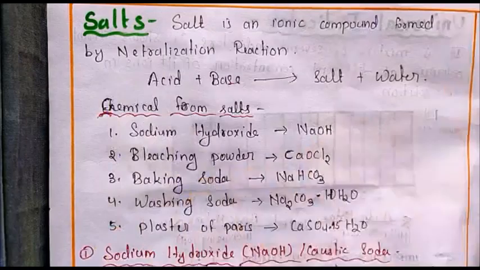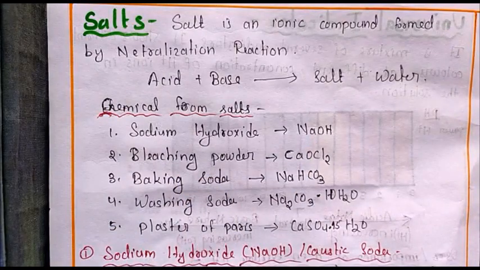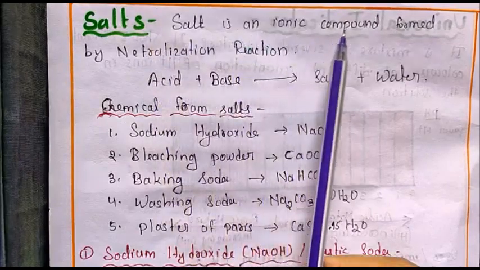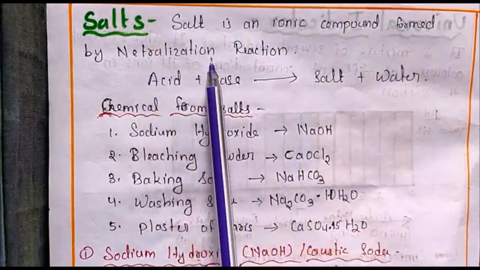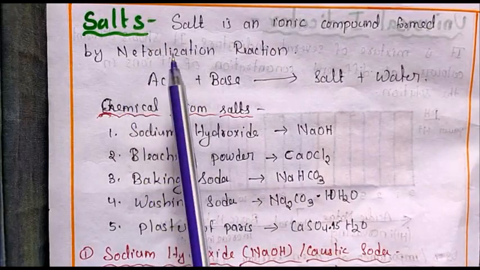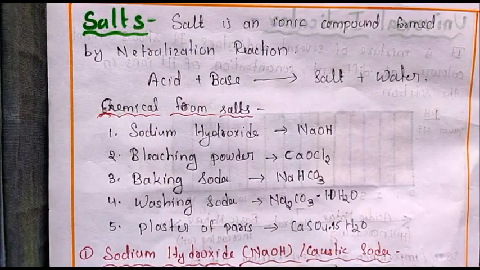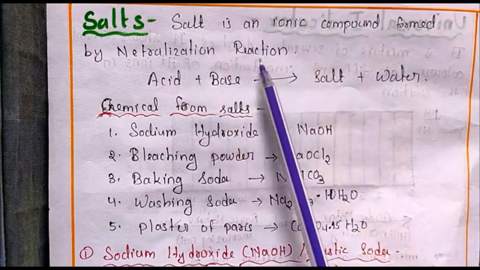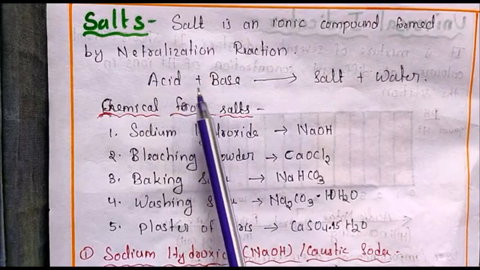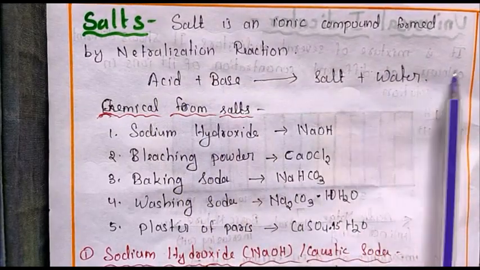Now come to salts. We completely read about acid and base. I guess you understand the concept. Now see salt. Salt is an ionic compound formed by neutralization reaction. We read what is neutralization reaction. When acid reacts with base, it produces salt and water. That is, in the neutralization process, we can form salt. Acid plus base equals salt plus water.